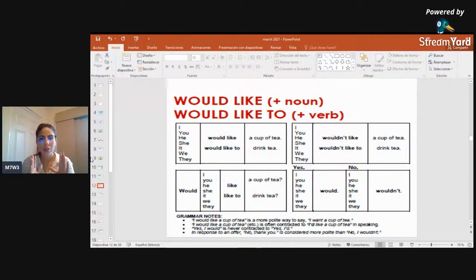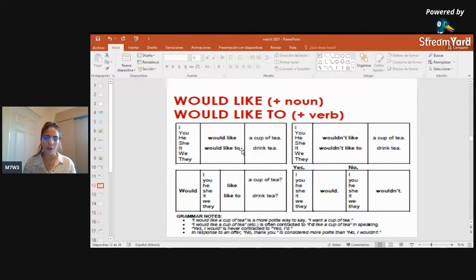Entonces, les explico un poquito la estructura. Aquí dice, I would like, hasta aquí ya estamos diciendo, a mí me gustaría a cup of tea, una taza de té. Aquí no hay ningún to. ¿Por qué? Porque a cup of tea, una taza de té, es como un sustantivo. Pero si lo que yo quiero hacer es decirlo de otra forma, es decir, I would like to drink, me gustaría beber, entonces aquí gustaría, o sea, el verbo gustar y beber son dos verbos, por lo tanto ahora sí incorporo el to. I would like to drink tea.